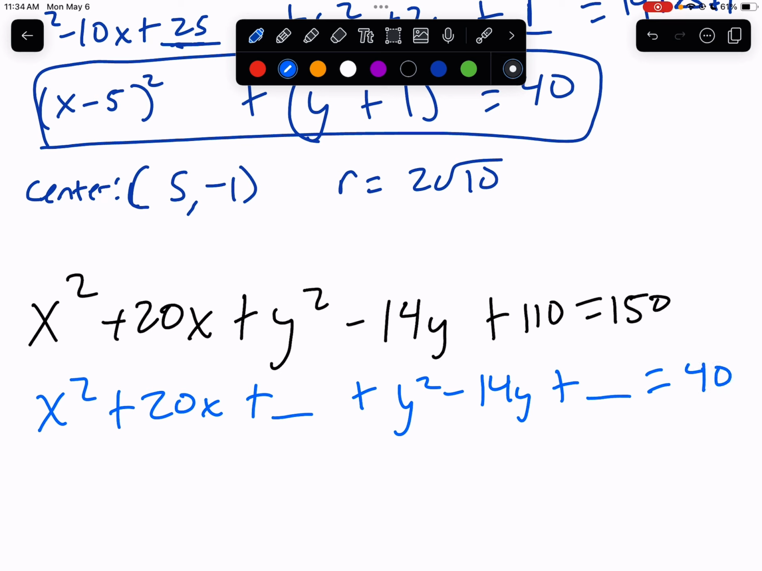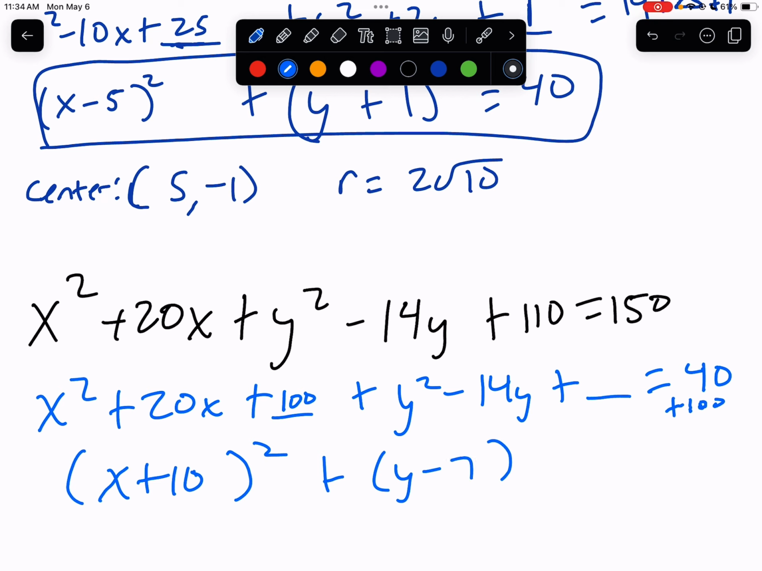What is that something? Well, where does this have to come from? It has to come from x plus 10 squared, so that has to be plus 100. So I got to do plus 100. Plus, what does this come from? That'd be y minus 7 squared. Half of 14 is 7, so it'd be plus 49. So I got to add 49. And so what do I get? 189. I'm done.